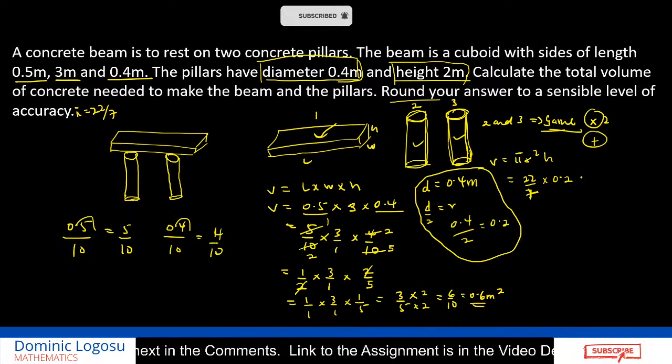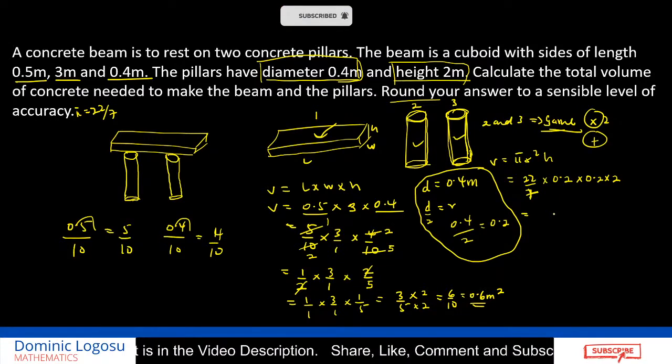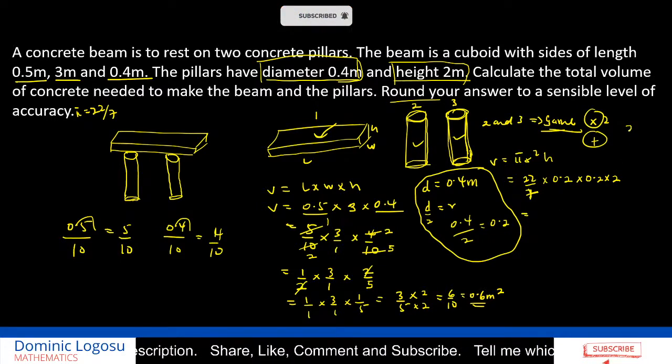So we are going to multiply it by what? 0.2 times 2. Okay, so let's see if we can do the cancellation again. I think I'll prefer multiplying the 0.2 by 0.2. Let's see, 0.2 by 0.2 should give us 2 over 10 times 2 over 10.